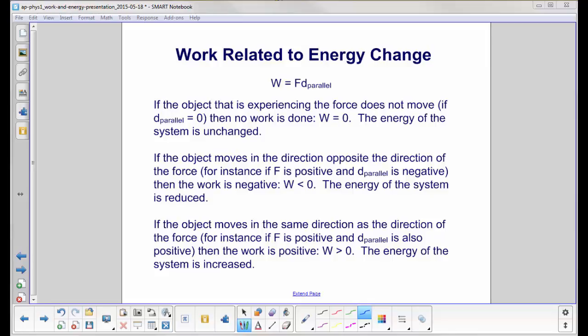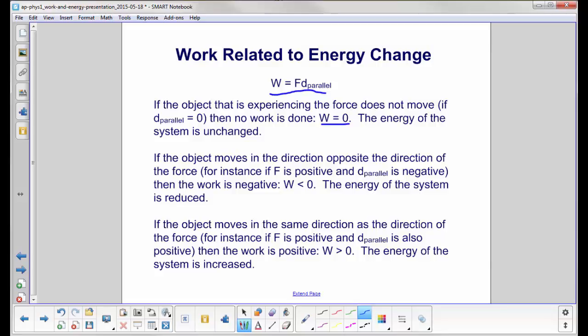We'll now relate the work to the energy change. We have our equation for work. Work equals force times the distance that it moves in a parallel direction to the force. So if the object is not moving at all, then d parallel will be 0. No work is done. The work is 0. The energy of the system stays the same.